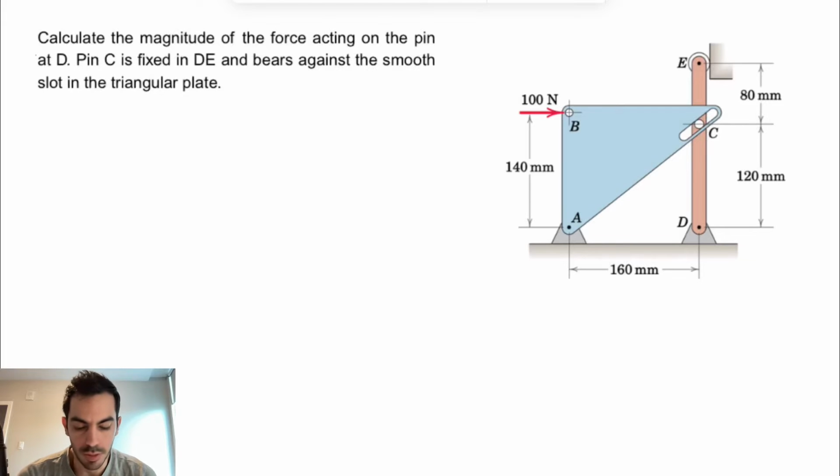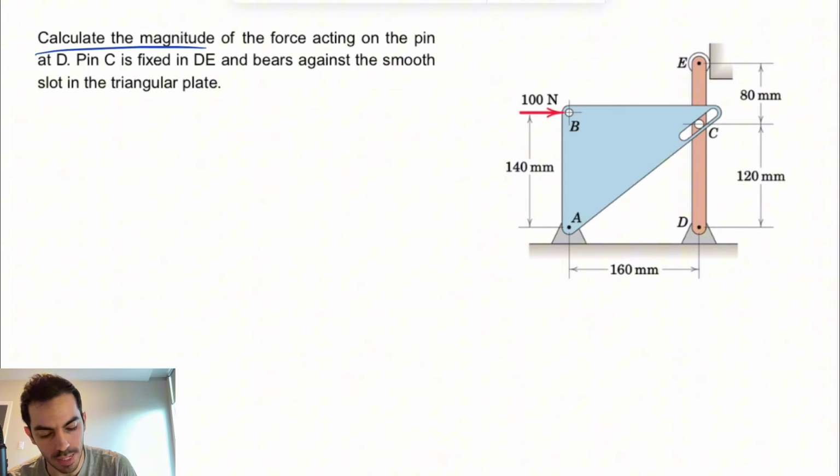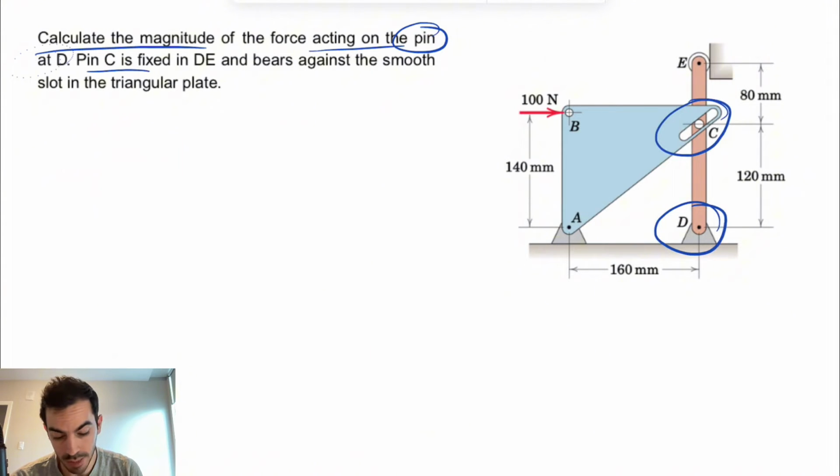Alright guys, welcome back. We're going to be solving another question from chapter 4 of Engineering Mechanics by Meriam, and in this one we need to calculate the magnitude of the force that is acting on the pin at point D. So here we know that the pin C in here is fixed in DE and bears against the smooth slot in the triangular plate.